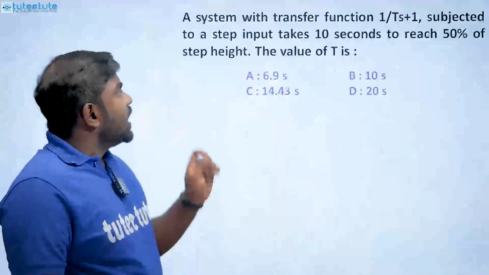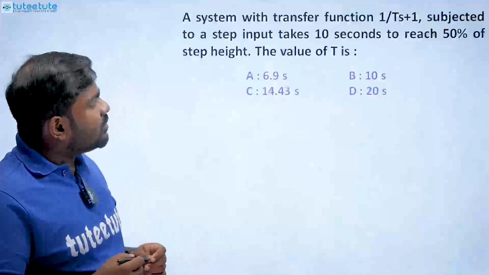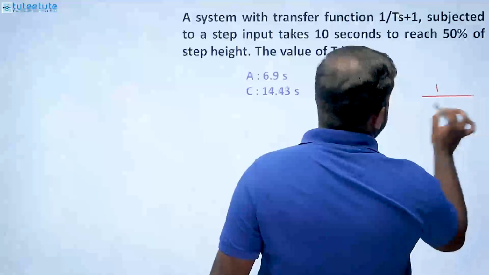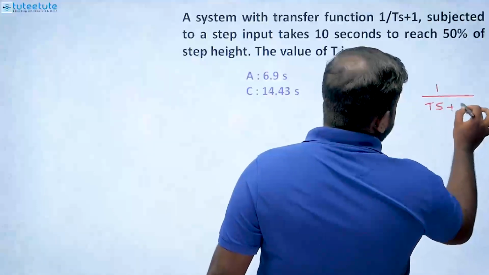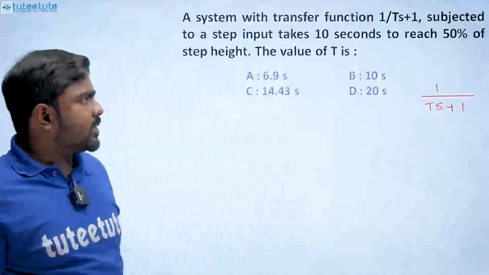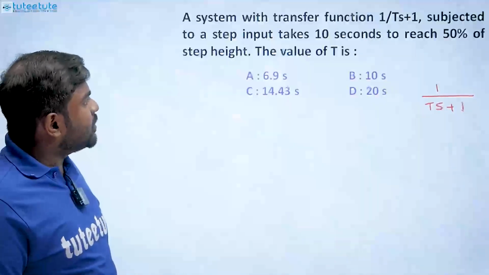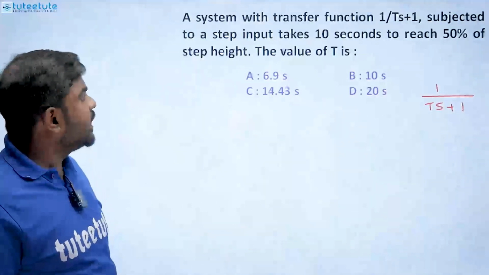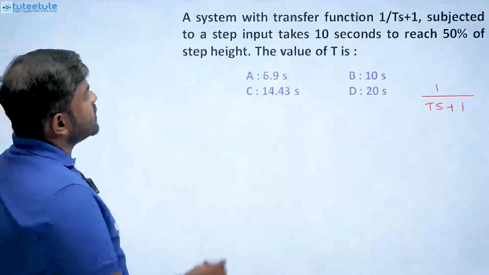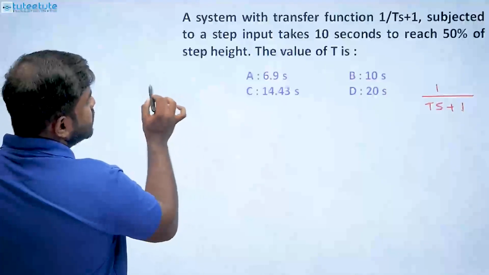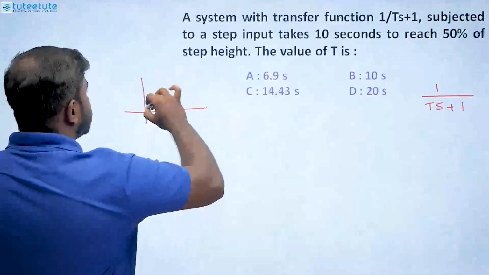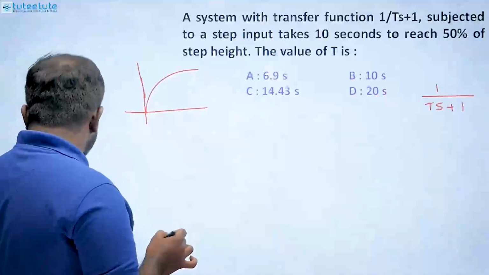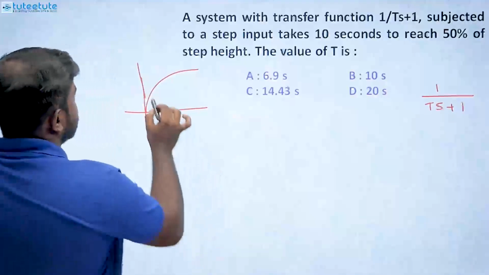Next question. A system with the transfer function 1 divided by Ts plus 1, our standard representation, subjected to a step input, takes 10 seconds to reach 50% of step height. What is the value of T? So a system with the transfer function 1 by Ts plus 1 is subjected to a step input, and it takes 10 seconds to cover 50% of step height.